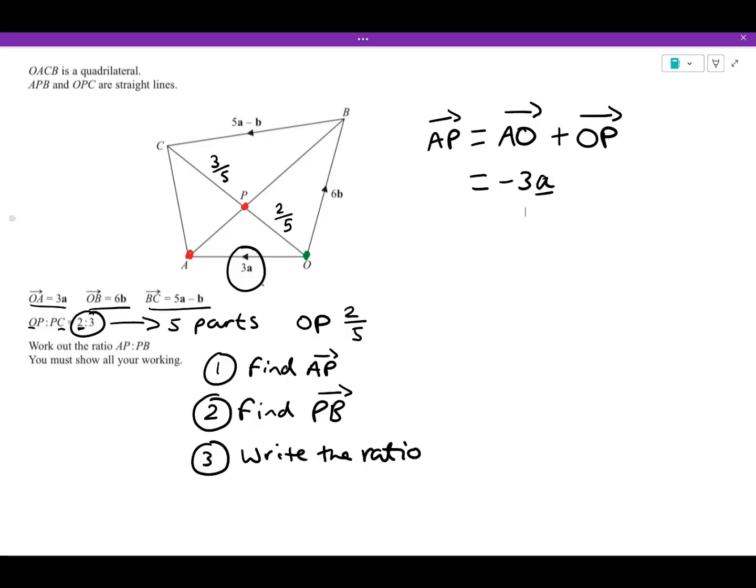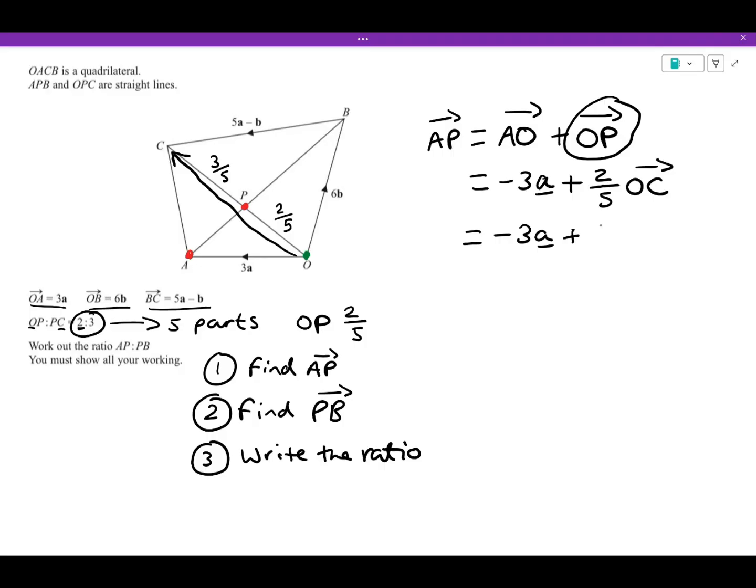Now OP, we don't have the vector written on our diagram. However, this 2/5 means the vector OP is going to be 2/5 of the vector all the way from O to C. So if I can figure out OC, I can multiply by 2/5 and I'll get OP. So what I can write is that OP here is equal to 2/5 of OC. So let's now have a go at finding OC. I'm just going to write in the information I have got so far.